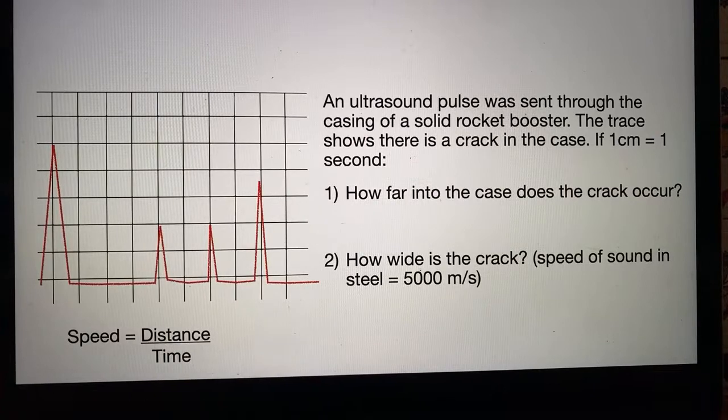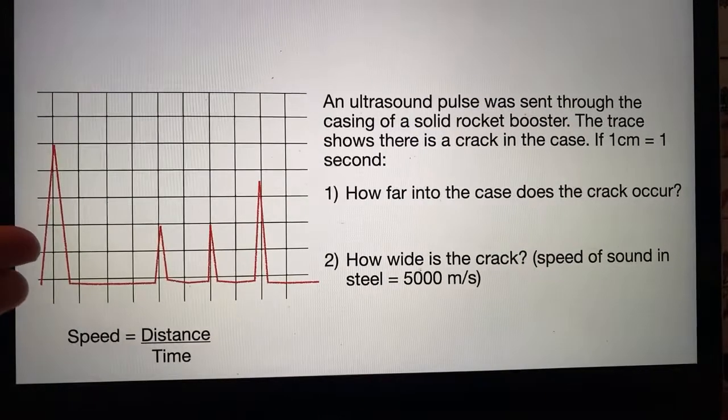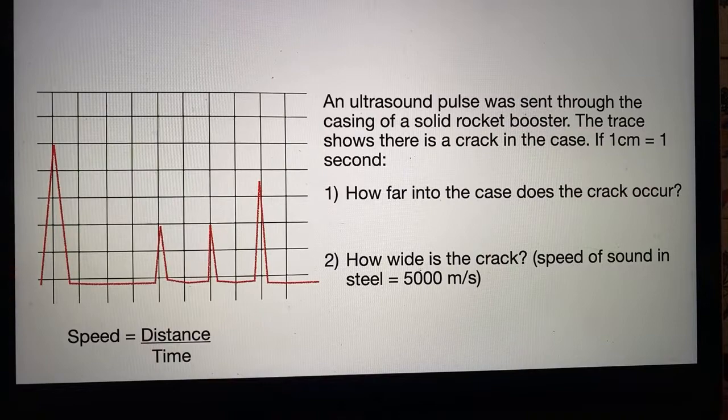An ultrasound pulse was sent through the casing of a solid rocket booster. The trace, voila, shows there is a crack in the case. If 1 centimetre, like 1 division, equals 1 second, how far into the case does the crack occur? And how wide is the crack? I think this is really difficult, even without my ridiculous numbers and my crack that is made of steel. I think this is a really tricky question. I am going to be silent for a bit and let you ponder it.